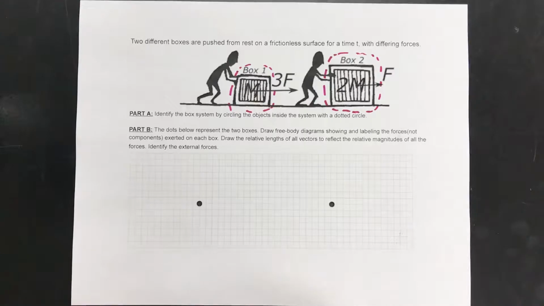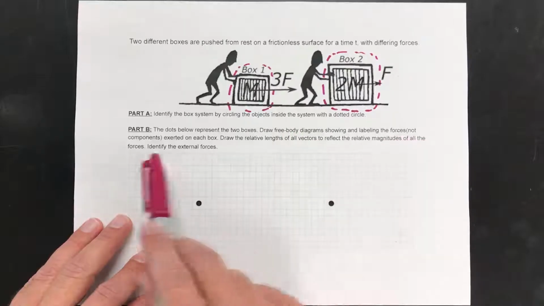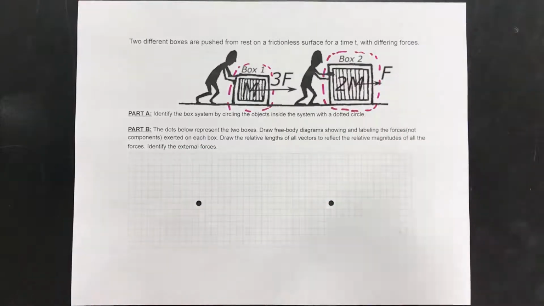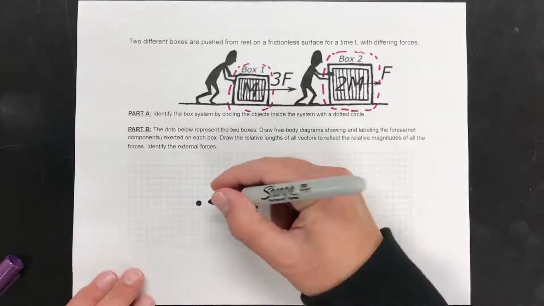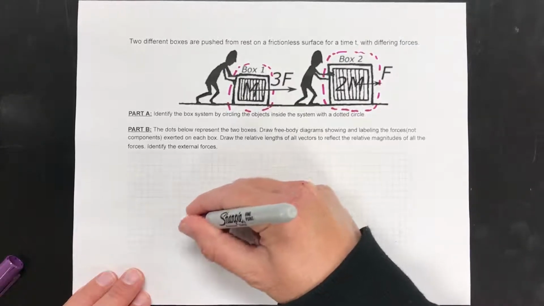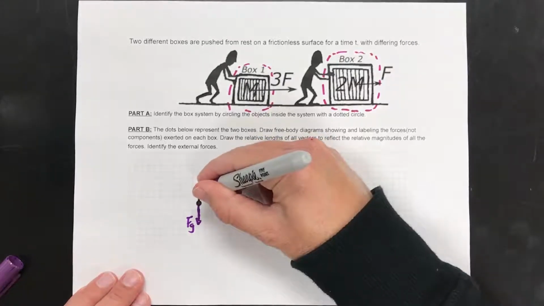Part B says the dots below represent the two boxes. Draw free body diagrams showing and labeling the forces, not components, exerted on each box. Draw the relative lengths of all vectors to reflect relative magnitudes. Identify the forces there. All right, so we know we got a force of gravity on this box right here.